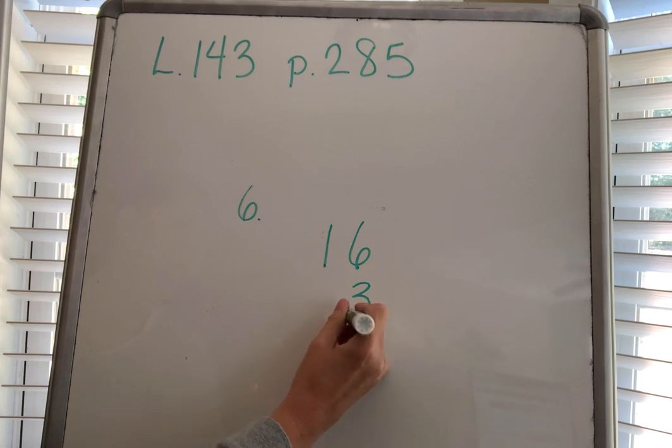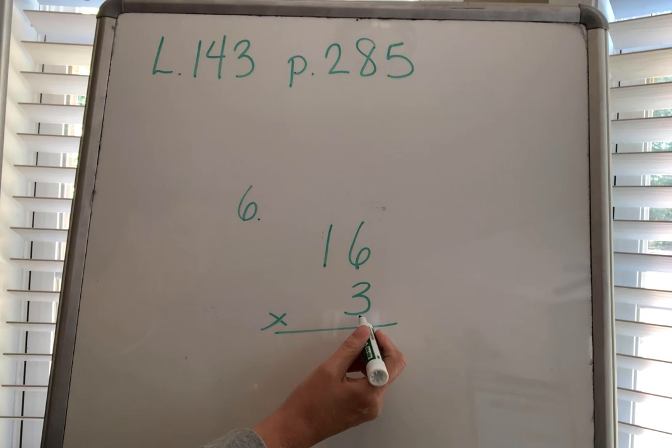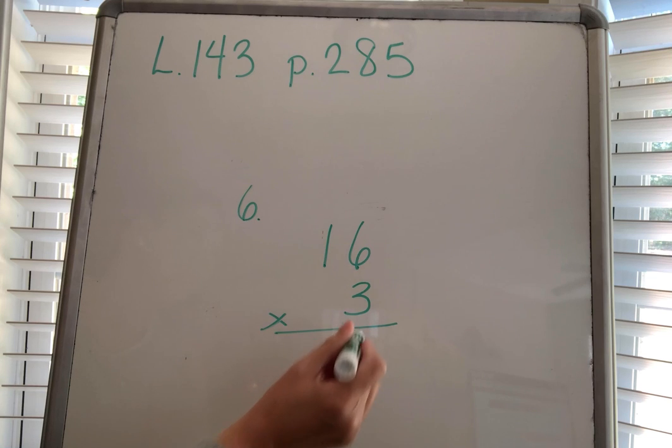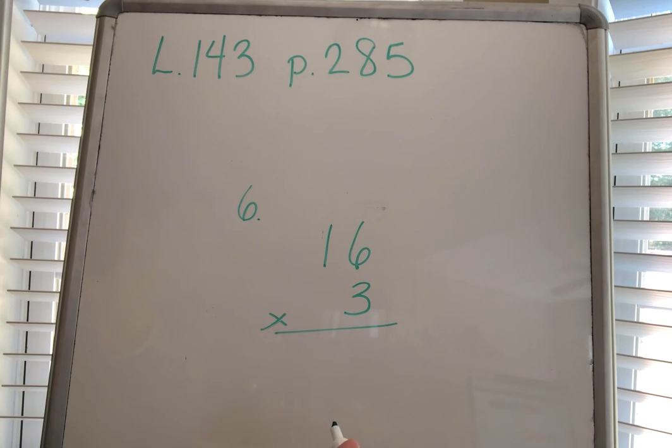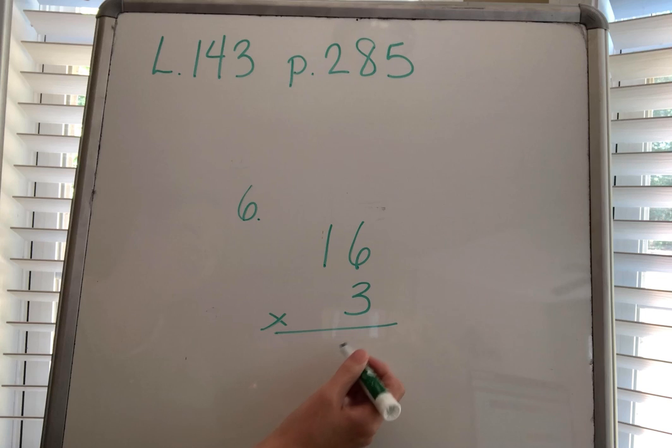16 times 3. Okay, again, as always, we're going to start in the ones place, but let's just multiply from the bottom up. Even though, remember, in the ones place, if you multiply from the top down, you're going to get the same answer because factors in a multiplication problem can be put in any order and you're still going to get the same answer. But to keep us in the habit of thinking up, let's go ahead and multiply 3 times 6. And 3 times 6 is 18.